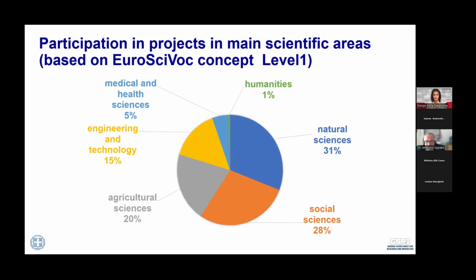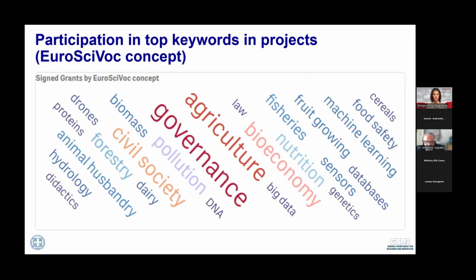Turning to the key scientific domains in which Greek entities demonstrate, I think, a strong performance, leadership is observed primarily in the natural sciences and the social sciences, followed by agricultural sciences and engineering and technologies. Here you can see the participation in top keywords in projects. The EuroSciVoc concept reveals that governance, agriculture, bioeconomy, and civil society are the most prominent keywords, but other emerging keywords in our portfolio include pollution, forestry, and fisheries. This thematic spread positions us well for the multi-actor approach required in the 2026 calls.